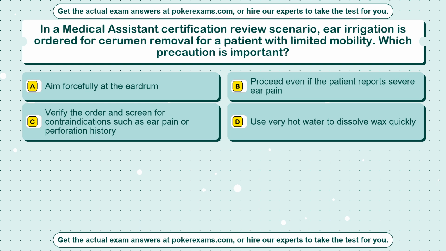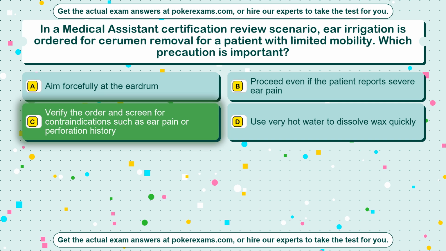Question 30. In a medical assistant certification review scenario, ear irrigation is ordered for cerumen removal for a patient with limited mobility. Which precaution is important? Option A, aim forcefully at the eardrum. Option B, proceed even if the patient reports severe ear pain. Option C, verify the order and screen for contraindications such as ear pain or perforation history. Option D, use very hot water to dissolve wax quickly.